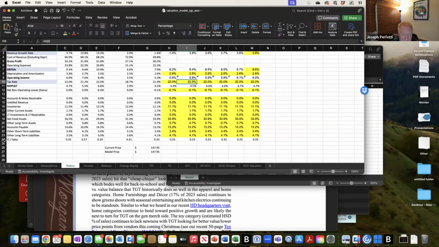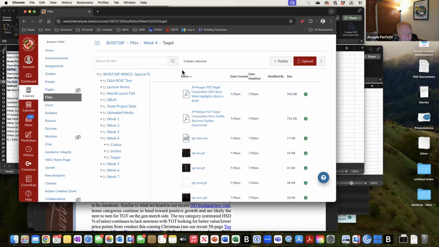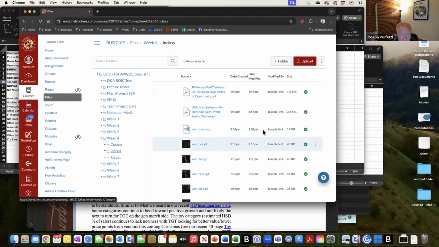So what we're going to do is, as I said, in Elms, files, week 4, in class, here's all the data from today for Walmart. Very similar to Target. I want you to do what I just did, plus create 3 more files: the bull, the bear, and the target, as well as the as is. Start with the as is, then create the other 3 files. Here's your raw data to do it.